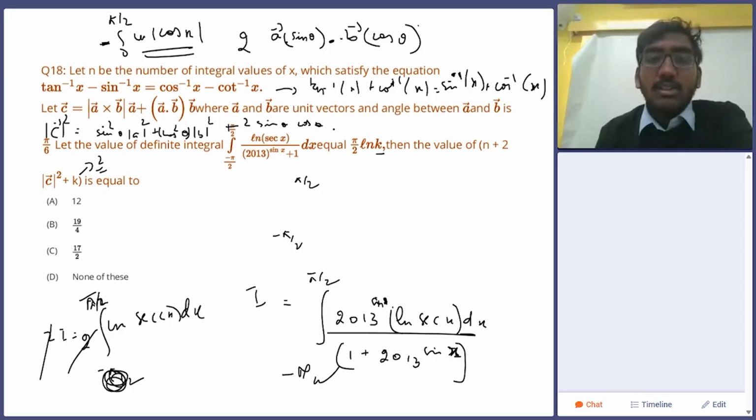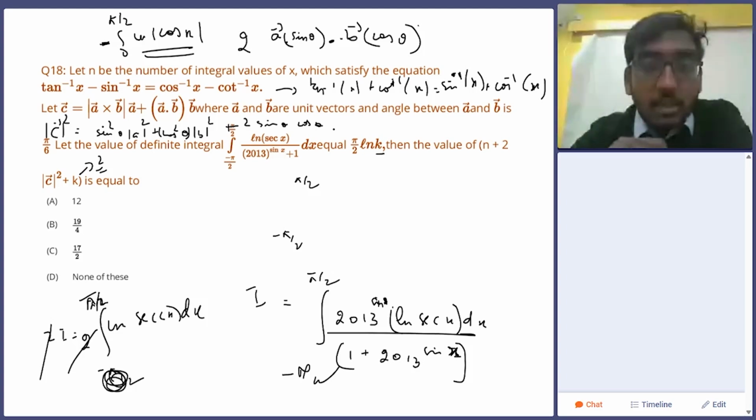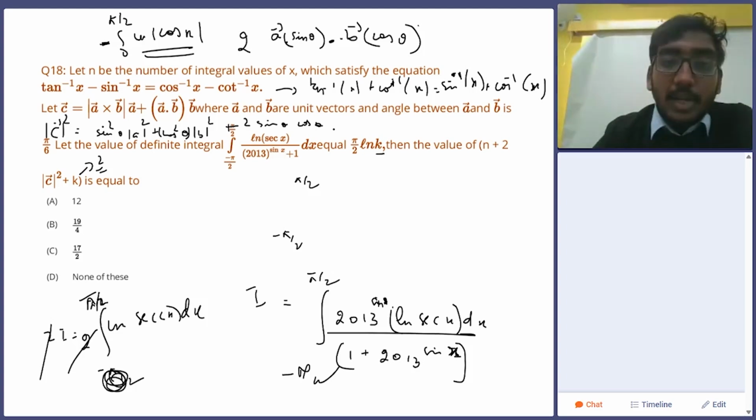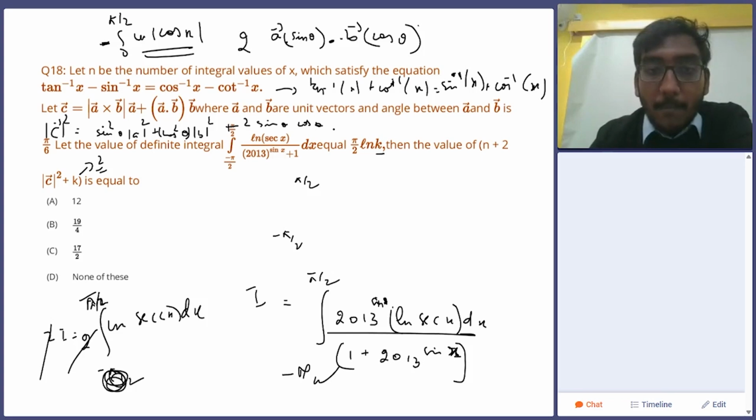Sin theta and cos theta are constant coefficients, so you can pull them out. It will be sin 2 theta into A dot B. Again, what will be A dot B? 2 sin theta cos theta into A dot B, which is the same as sin 2 theta into A dot B. And A dot B is mod A mod B cos theta. Again, one more cos theta will be there.